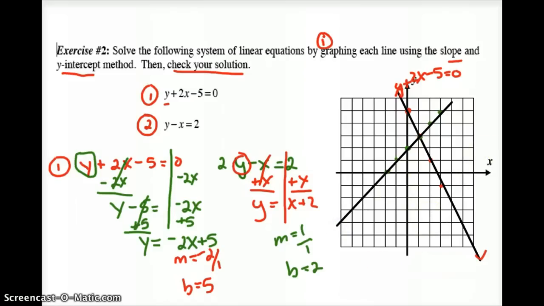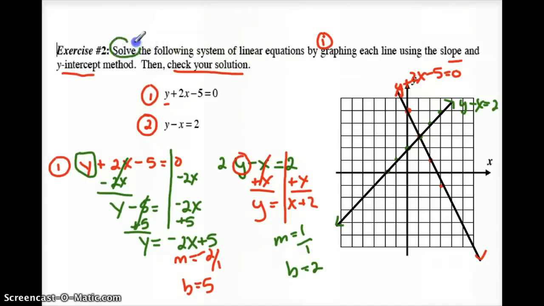Okay, and I need arrows at either end. And I need to name this line. So this line's name is y minus x equals 2. Okay, the next thing is to actually solve the following system of linear equations.